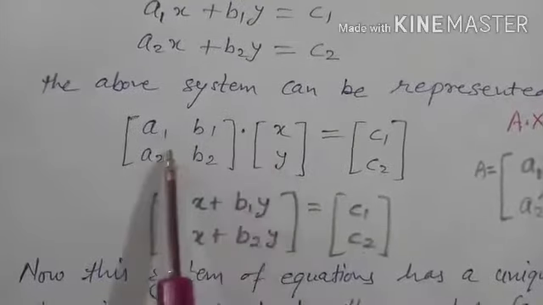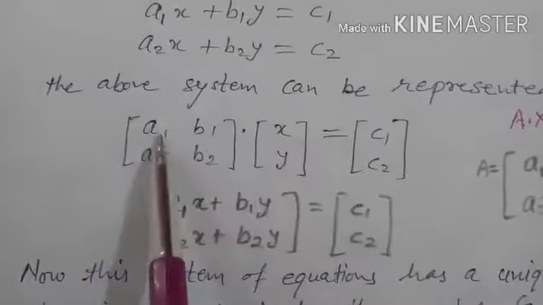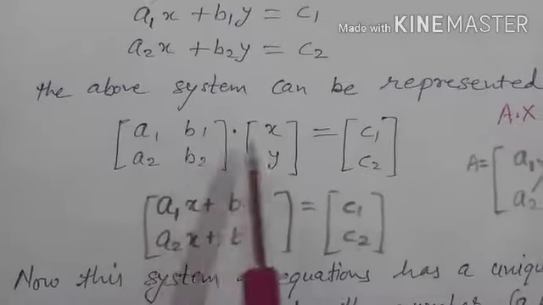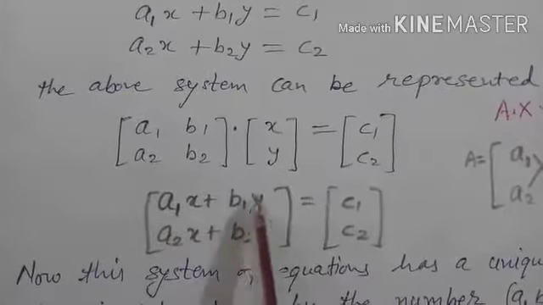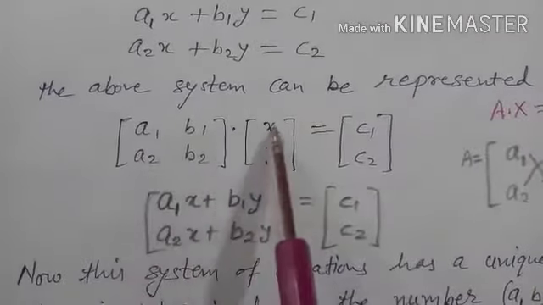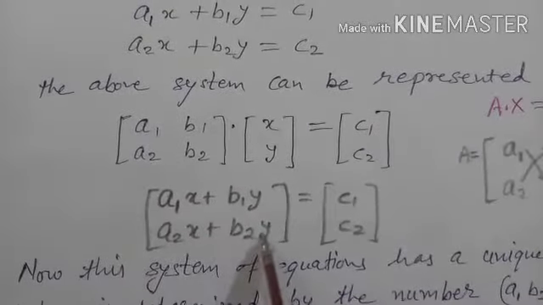Multiplication of these two matrices. The rule is first row, first column. So a1 into x plus b1 into y. Now second row, once again first column. So a2 into x plus b2 into y.